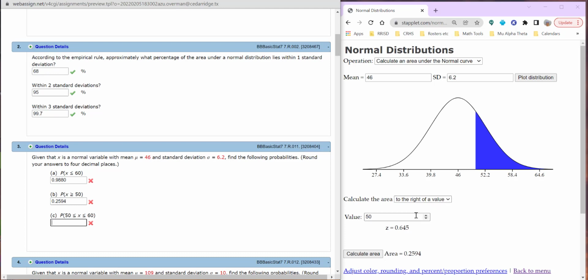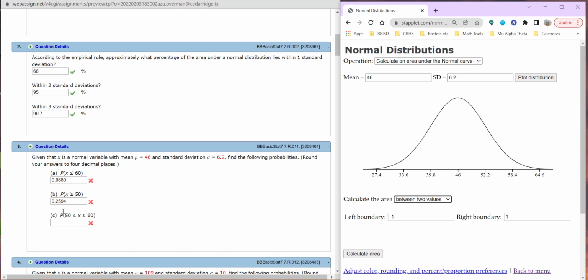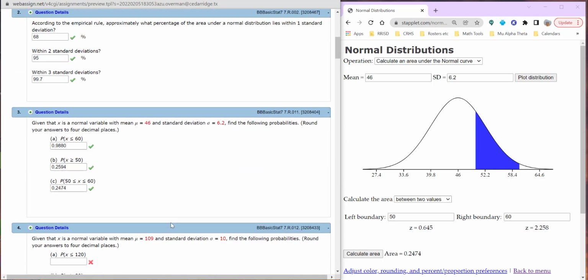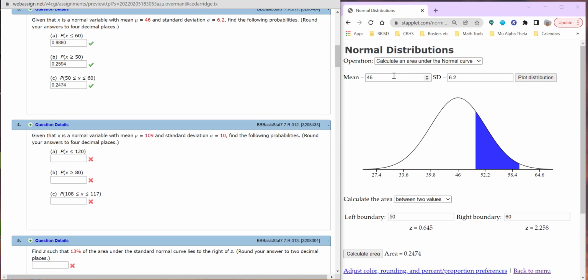And then between 50 and 60, between 2 values. Now, I could probably guess, well, we'll just do it in. This is easy enough. Between 50 and 60. And I get 0.2474. So we'll submit those. And voila. So super easy. You just put in your mean. So I'm starting problem 4. 109 and 10.